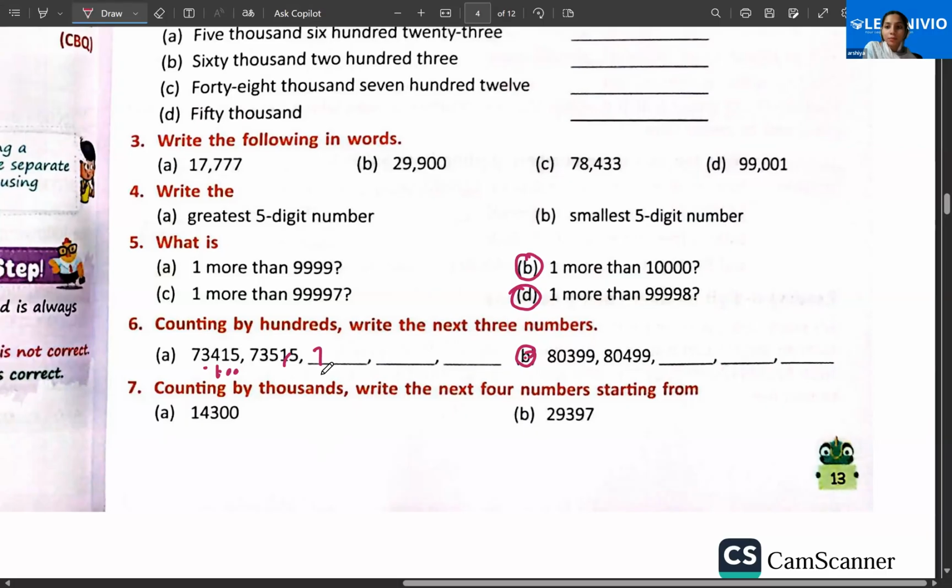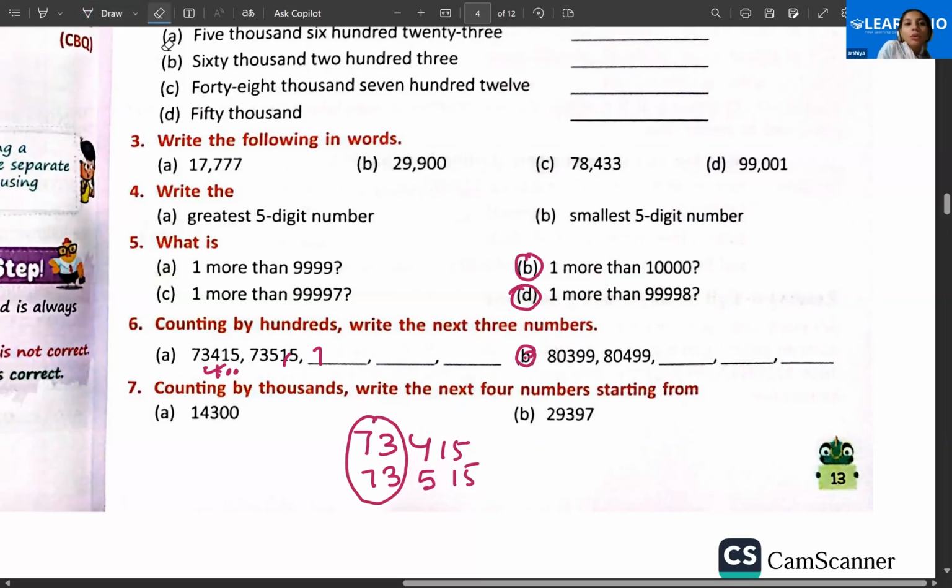72,515. No. Okay, I'll help. So this is 73,415, right? This is the number they have written here. After this number, they have written 73,515. So Humaira, everything is same here, right? 73 is also same here and 15 is also same here. What they are changing is 4 and 5, right?